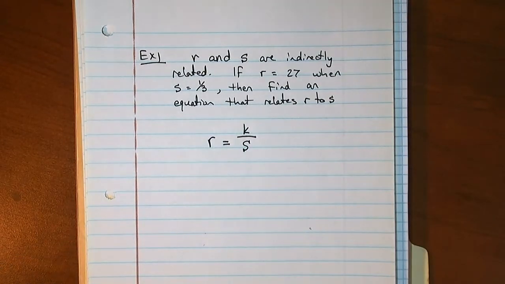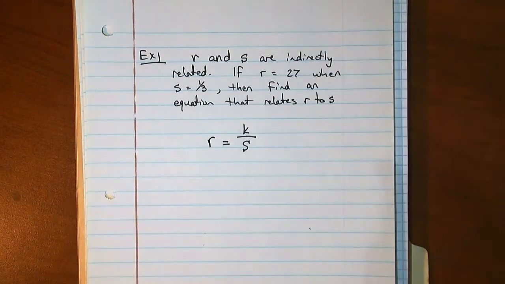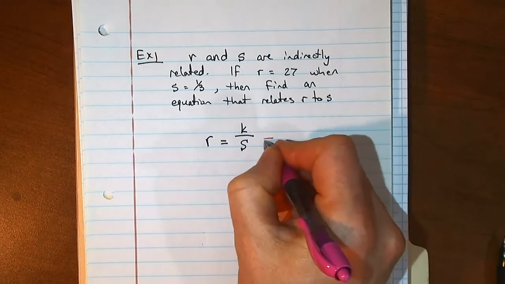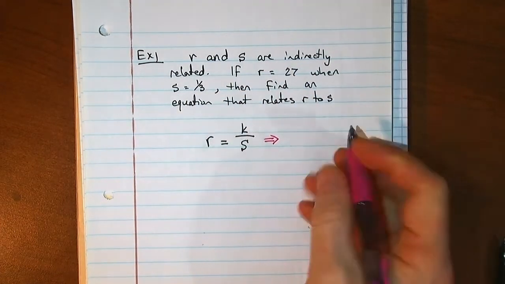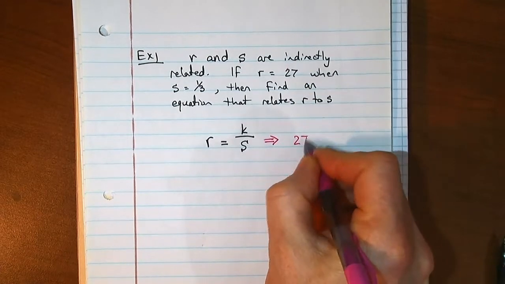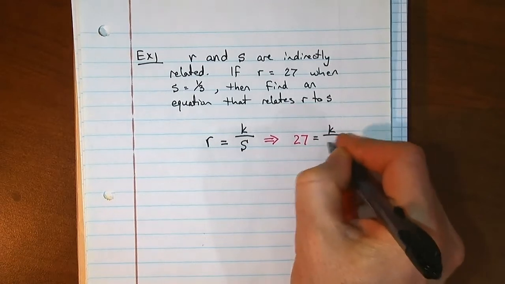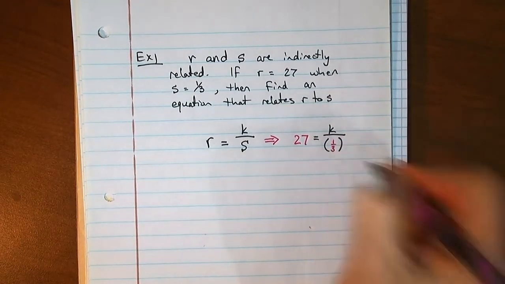Exactly the same as it was in the last video, except in the last video, we multiplied. In this video, we're dividing. Same first step. Okay, now, once we've got that first step done, the first thing I want to do is find my constant of proportionality. And so to do that, I'm going to plug in the numbers that they gave me for R and for S. So R is 27 when S is 1/3. So in the bottom of my fraction, I get a 1/3.